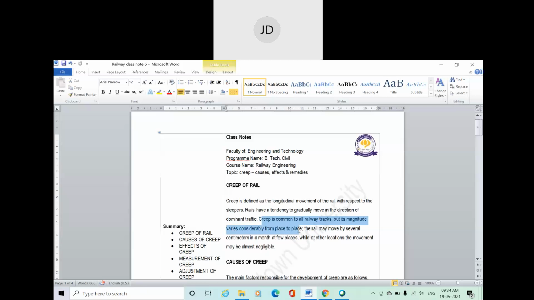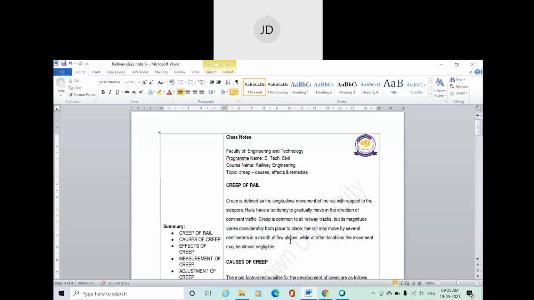That means a fixed amount of creep does not happen in all kinds of track. It depends on the track gauge, the geographical area, and the dominant traffic. All these things affect creep. Creep depends on different factors. Fine. So creep is common to all railway tracks, but its magnitude varies considerably from place to place, and the rail may move by several centimeters in a month at a few places.